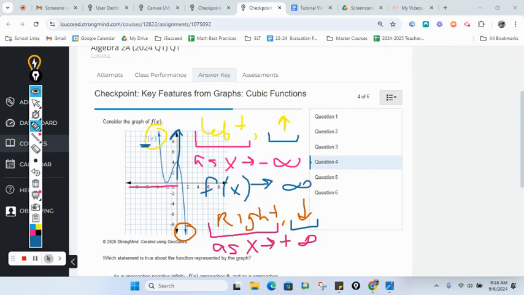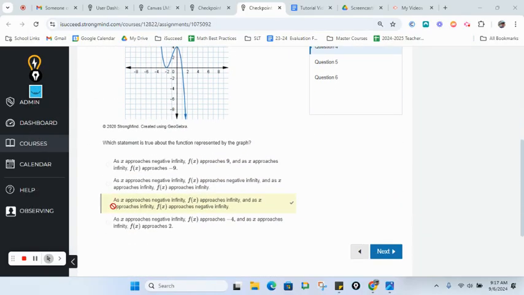My function, we call it by its name. My function is going down. What's the most down number we can think of? So it's going to be negative infinity. So if we take all of my mumbo jumbo, that is exactly what we have here.